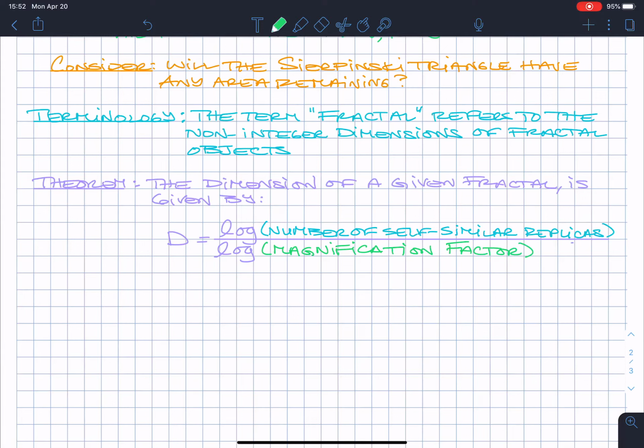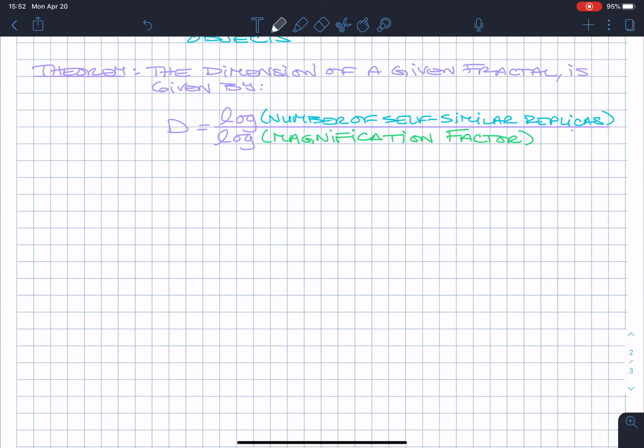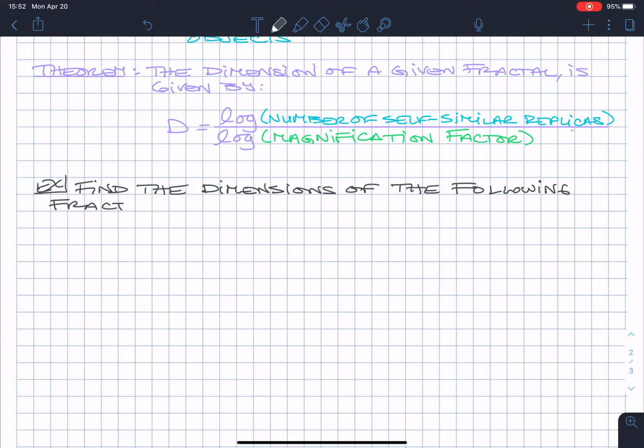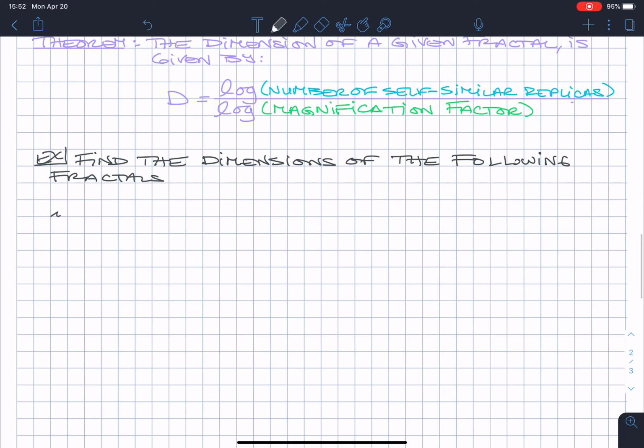Okay, so let's do an example. Let's look at the previous guys we've already looked at. So example: find the dimensions of the following fractals. And if this writing looks like I'm exhausted, it's because I am. Okay. So number 1, let's do the Cantor set.